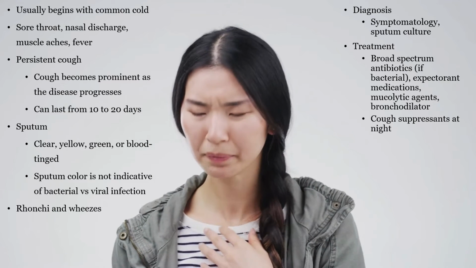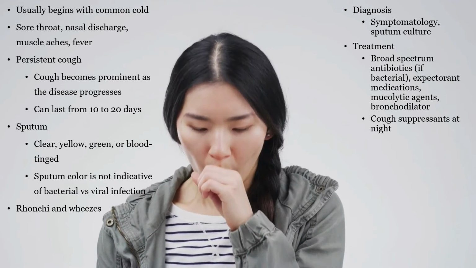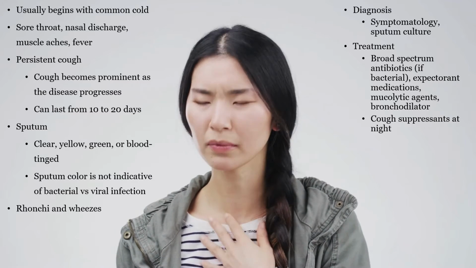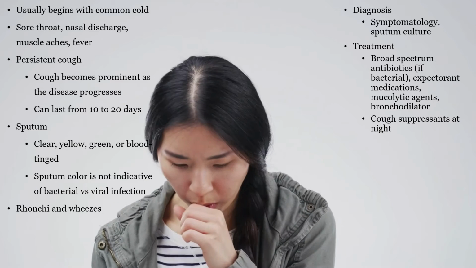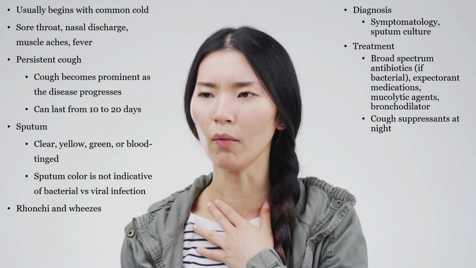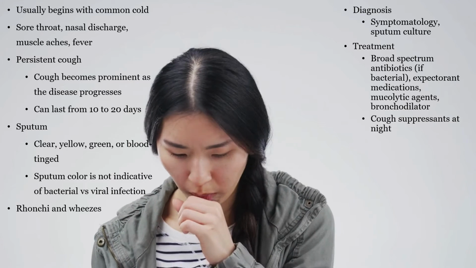Bronchitis can begin with a common cold or sore throat. It can last up to 3 weeks. Some studies have shown sputum color changes to not be very helpful, while others have. If bacterial, then give antibiotics. If viral, then it is usually self-limited. Cough suppressants may be needed at night so the patient can rest.